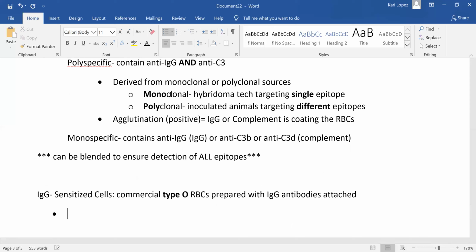They are going to be your control when AHG is negative. When added to a negative AHG test, positive agglutination should occur.